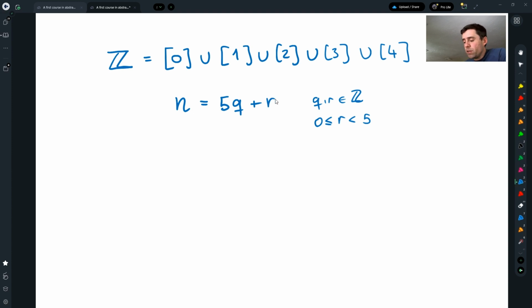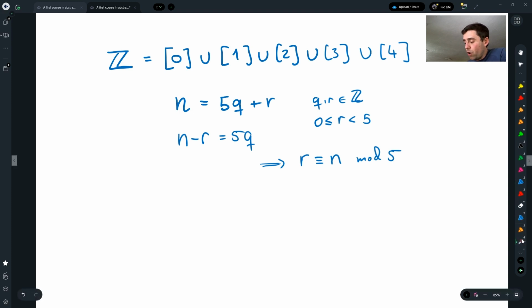Then notice that since r and n differ by a multiple of 5, we do have that n minus r is 5q, and therefore r is actually congruent to n modulo 5. Remember that two numbers were congruent if their difference, n minus r, is a multiple of 5. So r and n are congruent modulo 5, and r is going to be some number between 0 and 4.